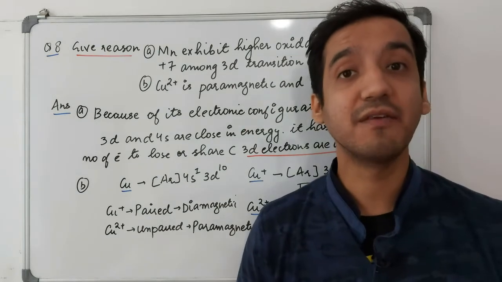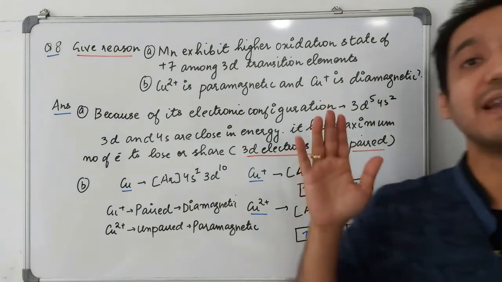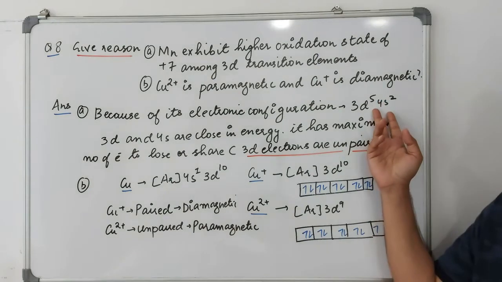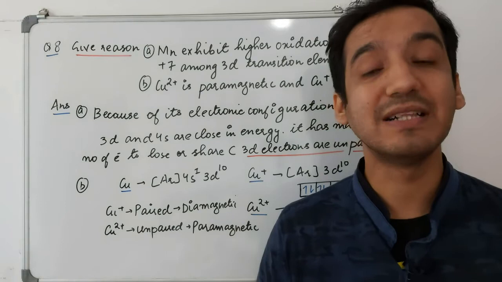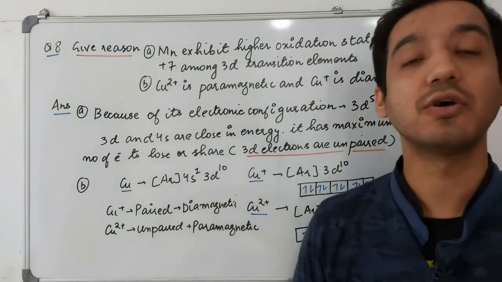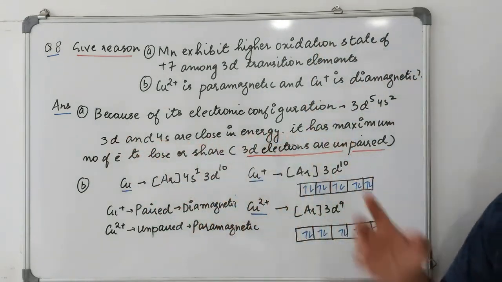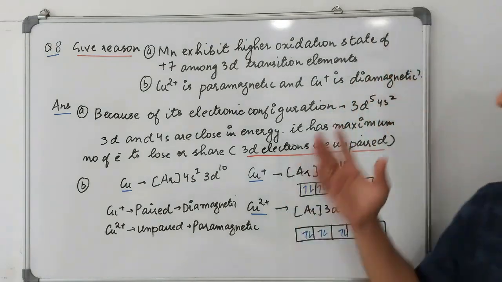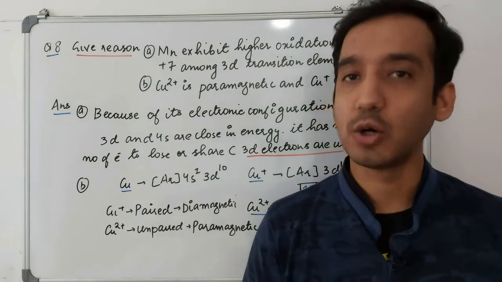If you look at the electronic configuration of manganese, it is 3d5 4s2. In the 3d orbital, it has 5 unpaired electrons which can do bonding, and it has 2 4s electrons. So all these electrons can take part in the bonding. Total 7 electrons can take part in the bonding, and 3d and 4s electron energies are almost the same. Because 3d and 4s are close in energy, and it has a maximum number of electrons to lose and share, it has total 7 electrons to share. As a result, it shows the +7 oxidation state.